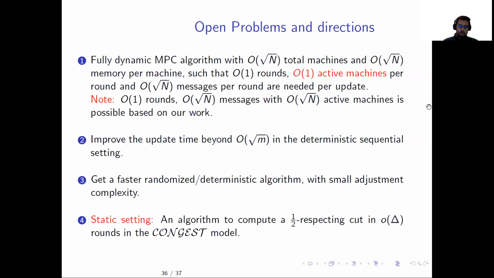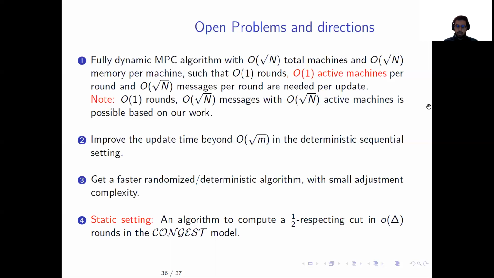But the second natural open problem is just to improve the update time beyond square root of m in the deterministic setting. We note that although our algorithm is a square root of m amortized update algorithm, we can get the same update time in the worst case by periodically rebuilding the data structure, which is a standard technique in dynamic algorithms. The third open problem would be to get algorithms with small adjustment complexities.